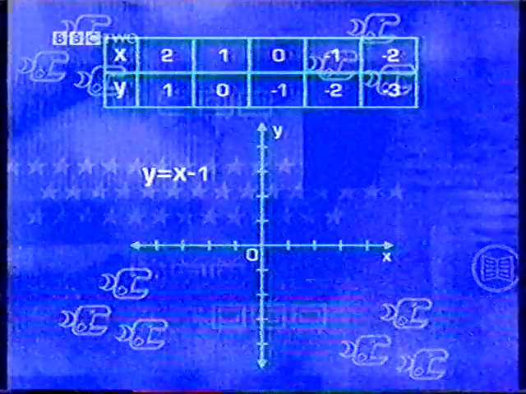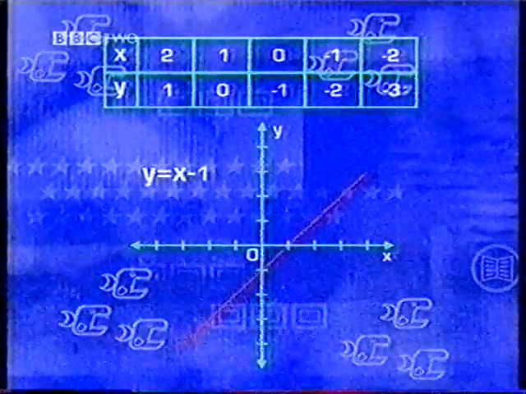If we were to write this down in table form for the x and corresponding y-axis, it would look something like this. So when x is 2, y is 1. When x is 1, y is 0. When x is 0, y is minus 1, and so on. In fact, we can write this as an equation, y equals x minus 1, and we can plot our coordinates to give us the graph of this equation.